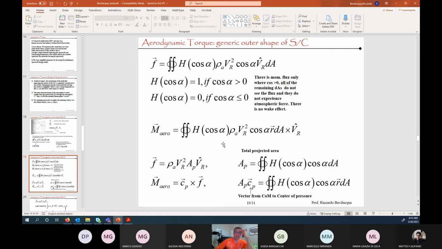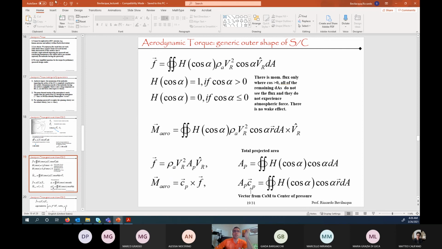And along the same lines now, we can compute the aerodynamic torque as a similar integral. H is still there, and then we have the force on the infinitesimal surface, rho of the atmosphere, VR squared cosine of alpha dA in the direction of VR was the force, and R, we said, is the vector that connects center of mass to any of the portions of surface on the satellite. So this cross product inside the integral is really the aerodynamic torque.